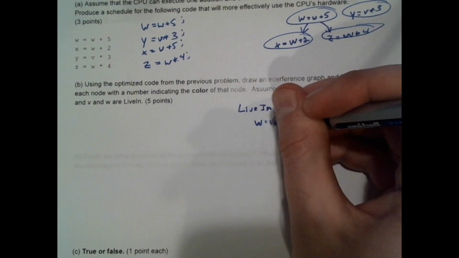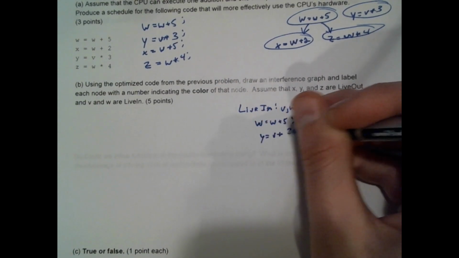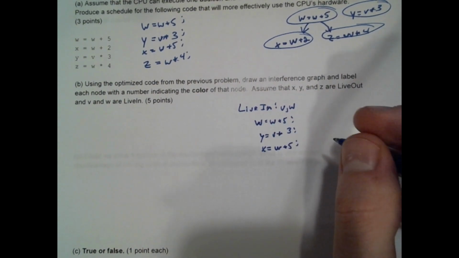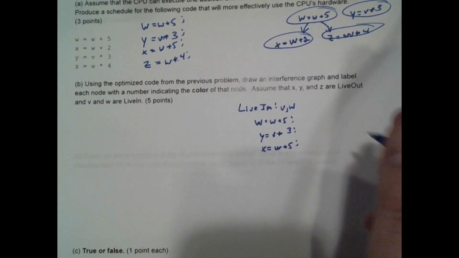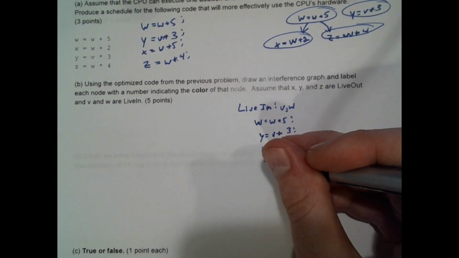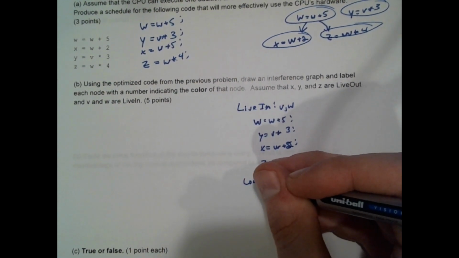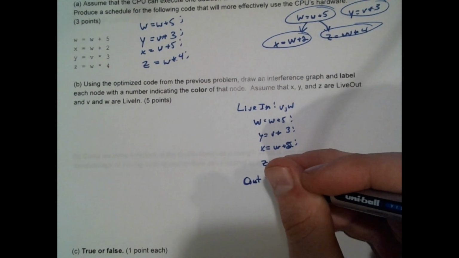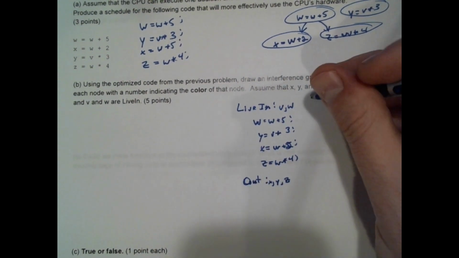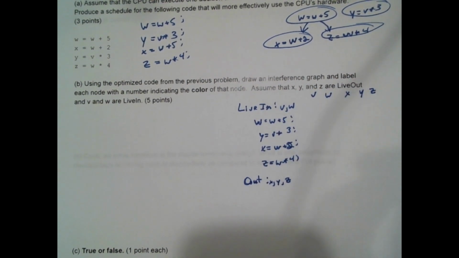So W equals W plus 5. Y equals V times 3. X equals W plus 2. I can't read my own writing. And then Z equals W times 4. And then live out, we'll just say out, is X, Y, and Z. And the important thing there is we need to keep those values there, right? So those are our values.